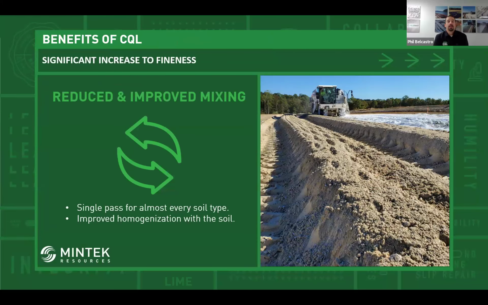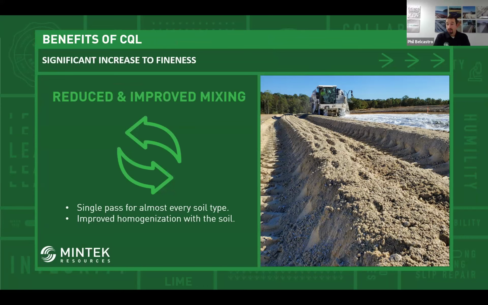Okay, yeah. So next slide. Another benefit we're seeing is reduced and improved mixing. Typically, across the soil types, one pass is all we need with those smaller particles. They're able to distribute and give a little better homogenization in the soil.